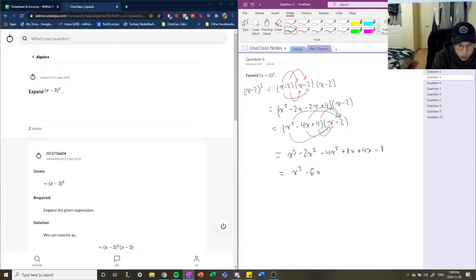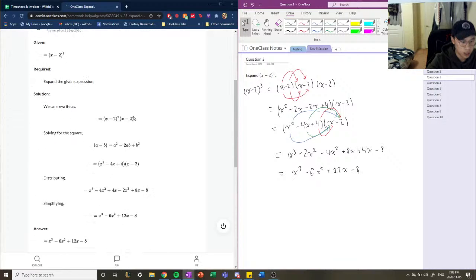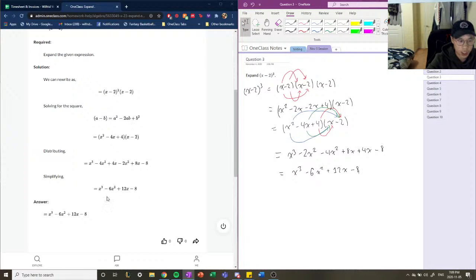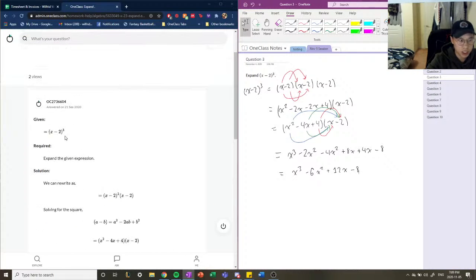It's 6x squared, sorry, plus 12x, I believe, unless I'm doing something wrong, 12x and minus 8. So that's the expansion of this question. Let's see if we were correct, or if the junior tutor is correct. And our solutions line up. So that is the expansion of x minus 2 cubed.